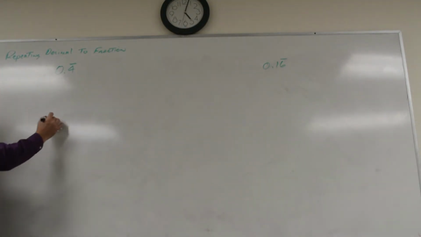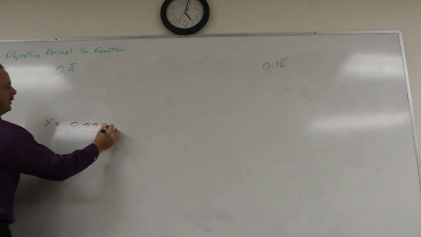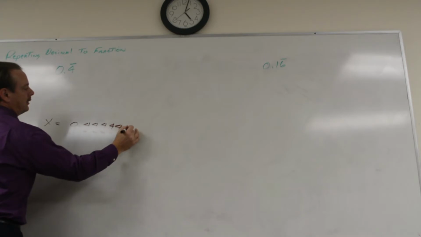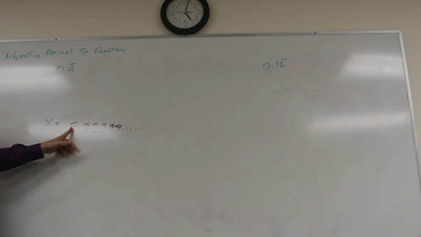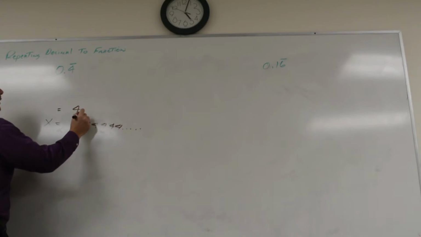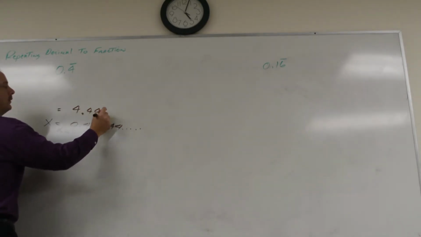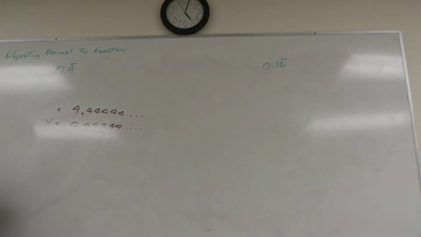We're going to say x equals 0.444, going on into infinity. Now, in order to get one of these digits to the left, we have to multiply this by 10. So we're going to get 4.44444, repeating on into an eternity. Change sides, okay.